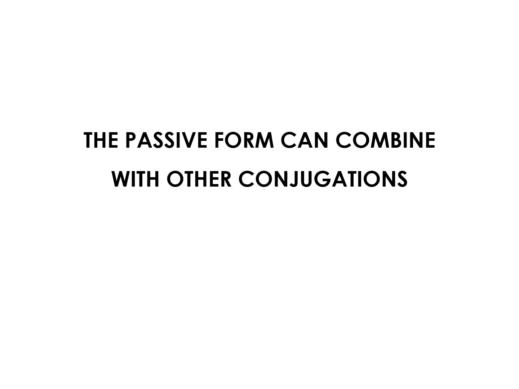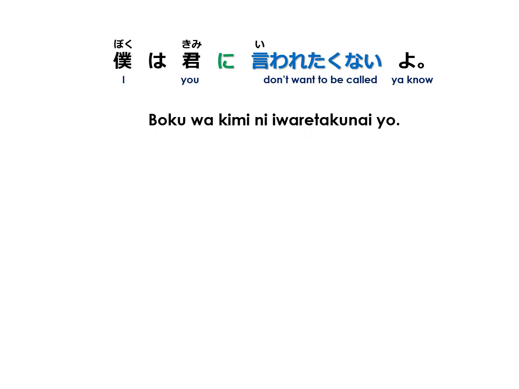Now comes the exciting part. The passive form can combine with other conjugations that you've already learned in past lessons to add dimension to what you want to say. Boku wa kimi ni iwaretaku nai yo. The subject is boku, or I, and the doer is kimi, or you.